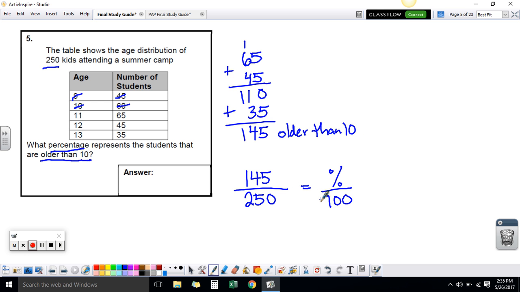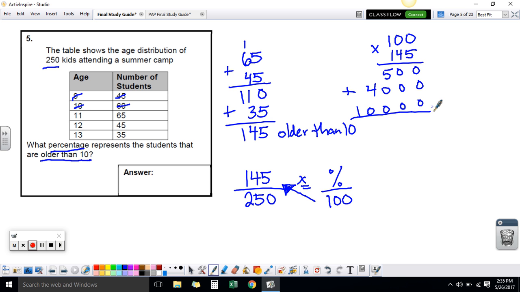Now this one looks a little different than the one from number 2. We are actually going to multiply 100 times 145. That's going to be 5, then drop a zero, 4, drop two zeros, 1, and we're going to get a total of 14,500. And now we're going to divide by the 250 over here.